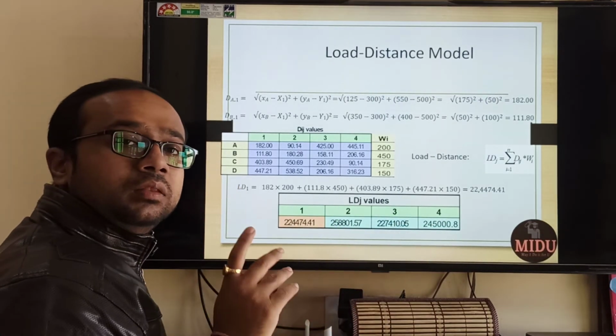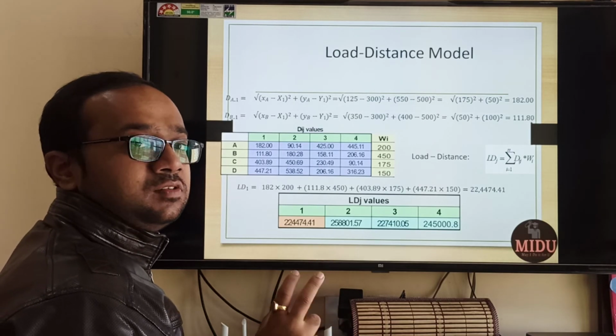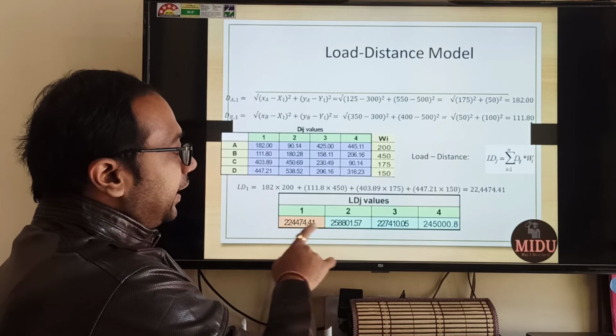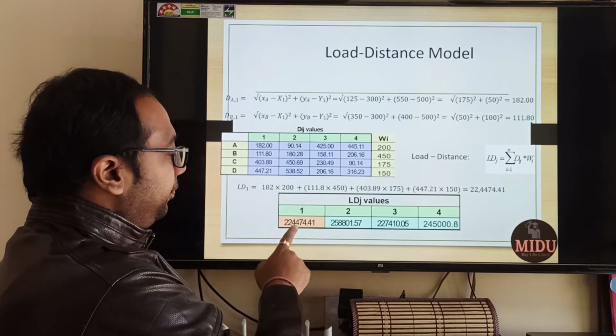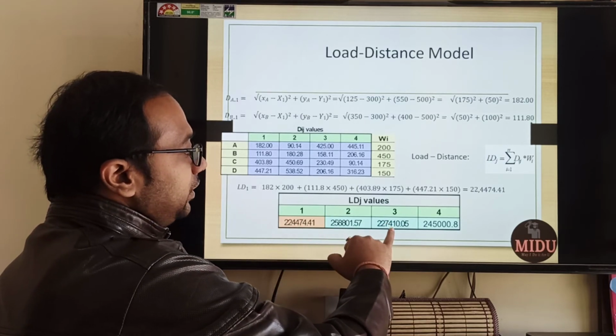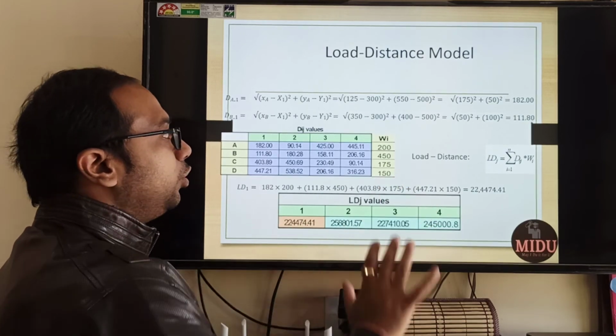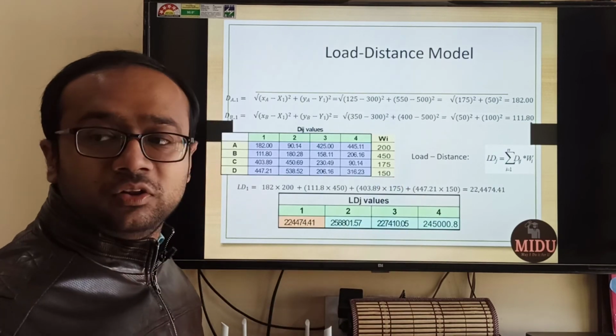Now, the one which has minimum load distance is our ideal candidate. So we can see amongst them, this is number 1. If we were to rate which should be the other options, after this will be option number 3, then option number 4, and then option number 2. So this is what load distance method or load distance model is all about.